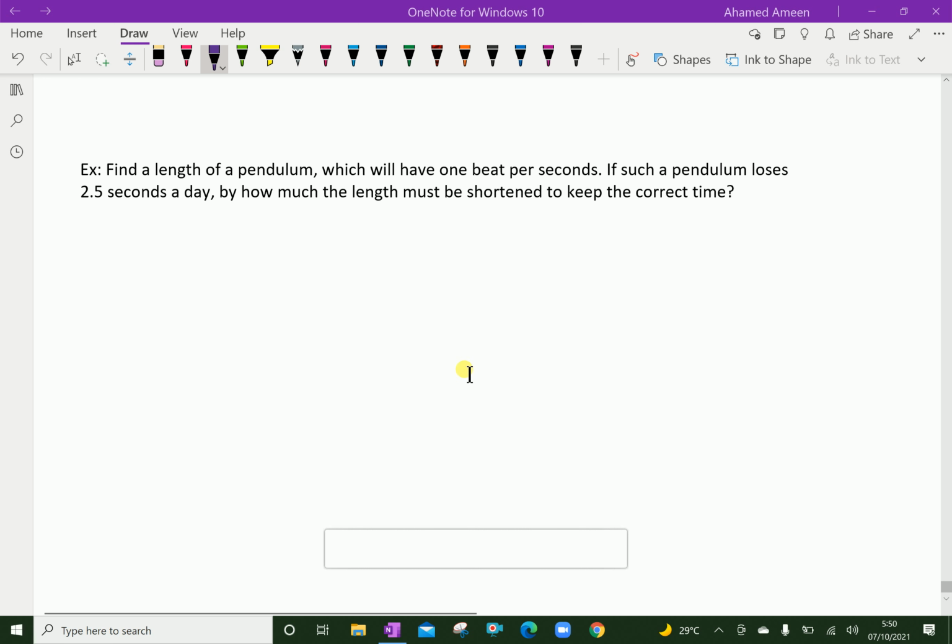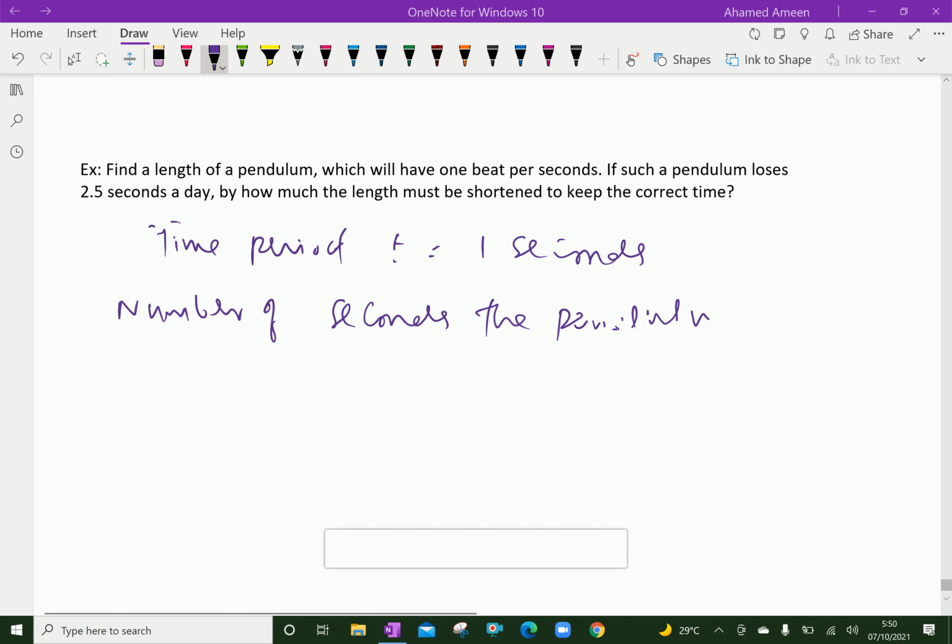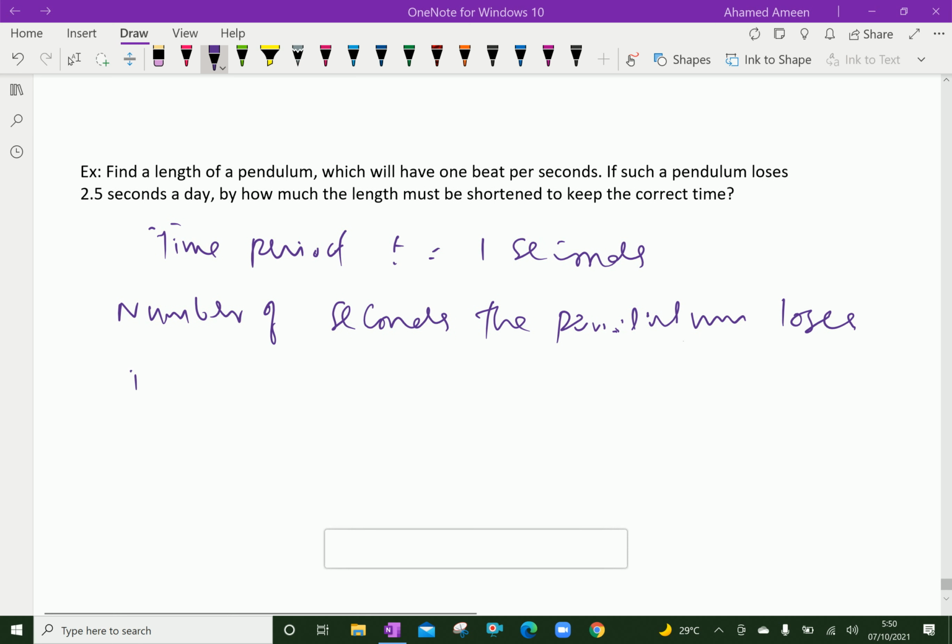Let the time period t equal 1 second. The number of seconds the pendulum loses in 1 day is given as 2.5 seconds. Therefore, you can find the length of the pendulum which will have 1 beat per second.